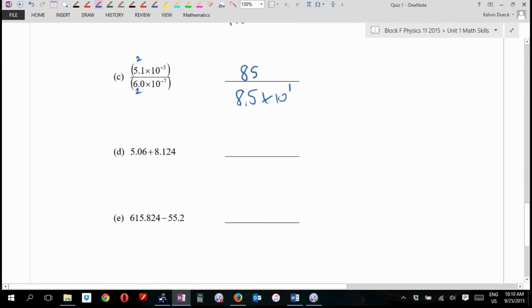Adding and subtracting. 5.06, 8.124. There's my guess. That's what I'm going to round to.